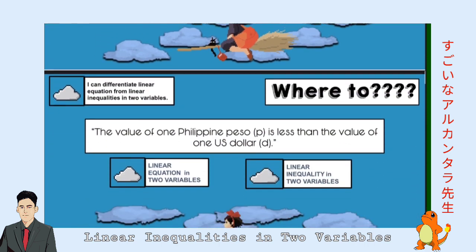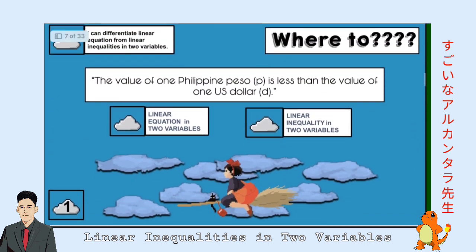Starting with the value of 1 Philippine peso, represented by the variable p, is less than the value of $1, which is represented by the variable d. We can say that this is p less than d. And this is not an equation because it uses the symbol less than coming from this specific term right here. So this is a linear inequality in two variables.